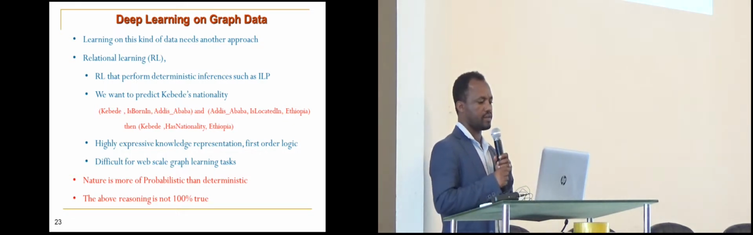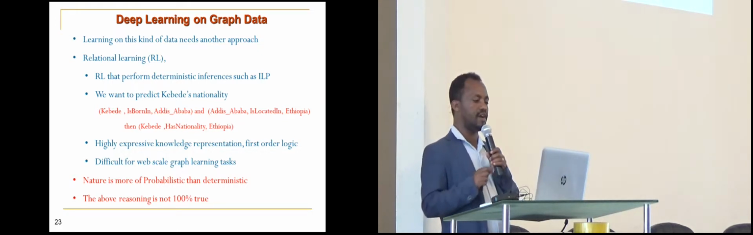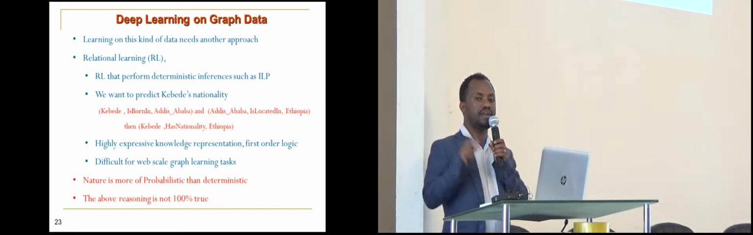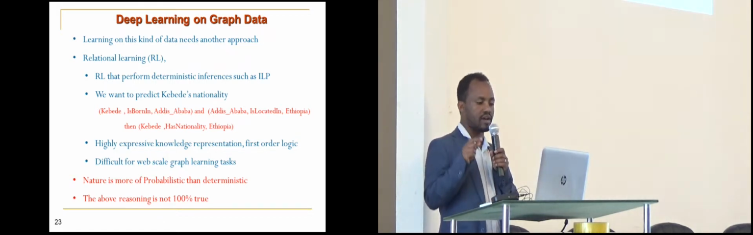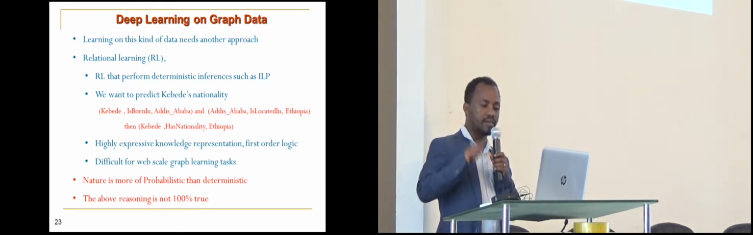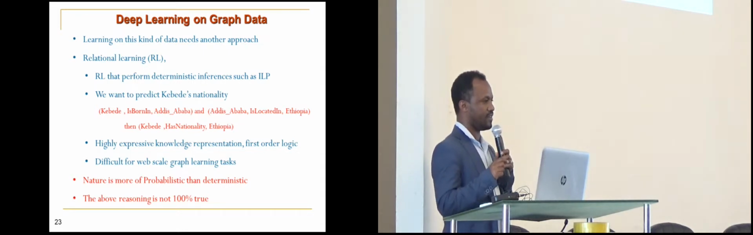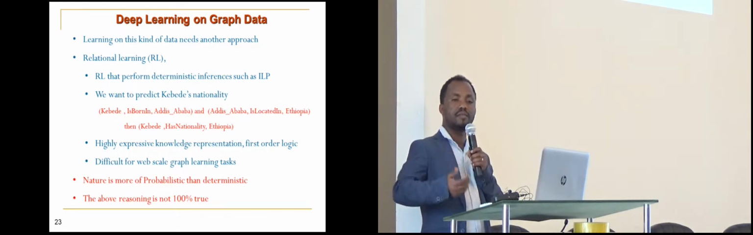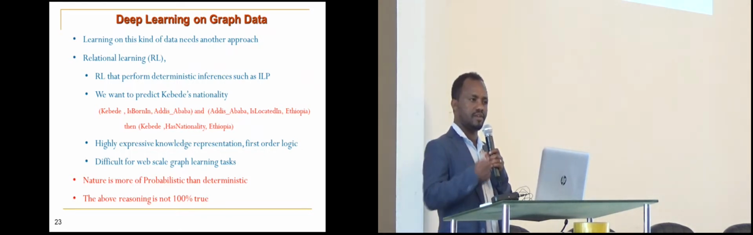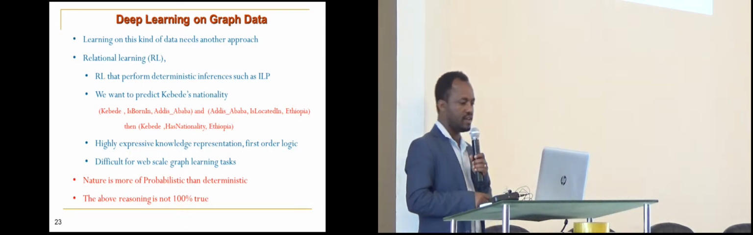So what inductive logic programming does is, for example, if I want to predict Kabbade's nationality, and I know that Kabbade was born in Addis Ababa, and Addis Ababa is located in Ethiopia, then inductive logic programming assumes Kabbade has nationality Ethiopia. This is deterministic inference: if this happens, this will happen.